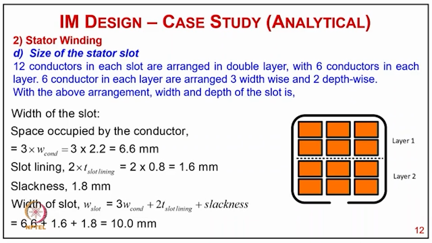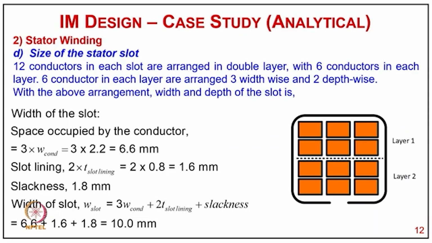So now coming to the size of the stator slot, as you can see the winding is 2 layers with several conductors in the slot. As we mentioned, 12 conductors in one slot. So we have 6 conductors in the upper layer and 6 conductors in the lower layer, arranged 3 width side and 2 depth side in each layer.